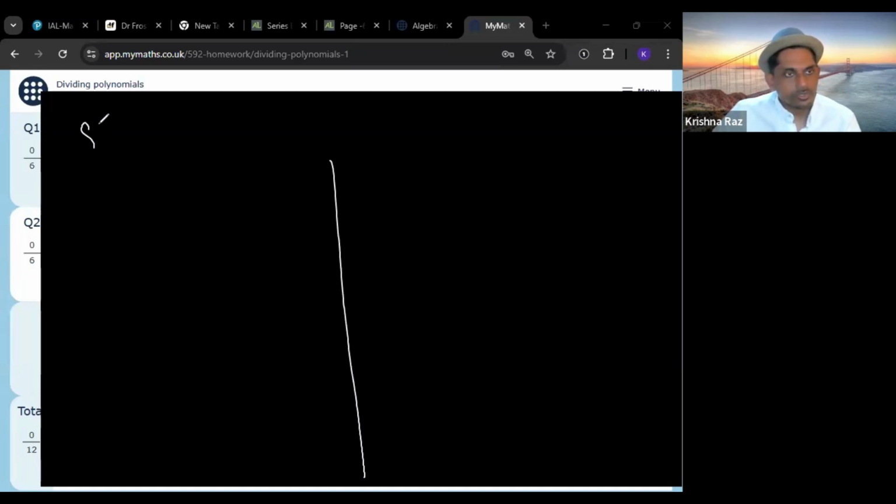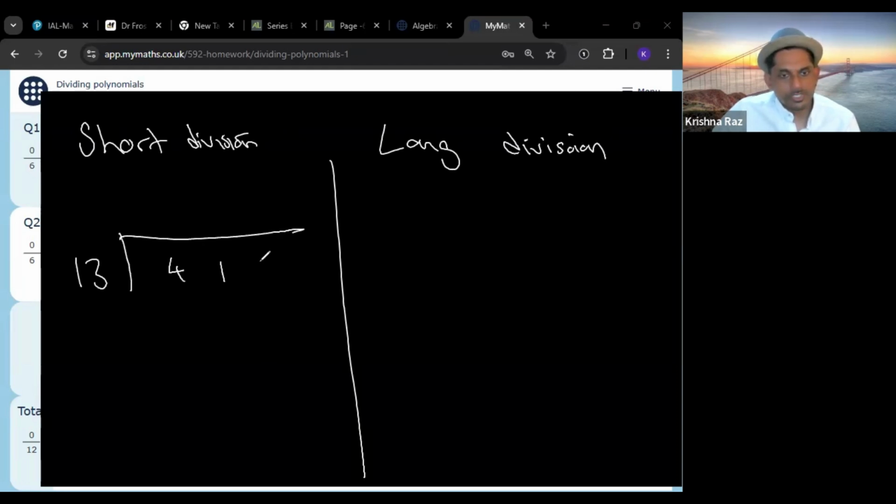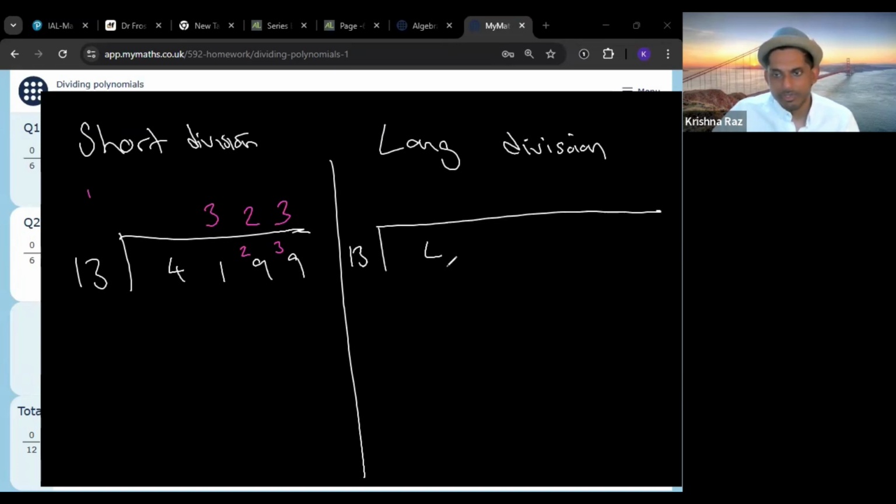If we do short division versus long division, we can just see what the different techniques are. If I gave you this, most people would use short division to solve it. 13 doesn't go into 4, but it goes into 41 3 times. 3 times 13 is 39, which means there's a remainder of 2. 13 goes into 29 twice, remainder of 3, and 13 goes into 39 exactly 3 times. Job done. Long division is just how we write out what we're doing.